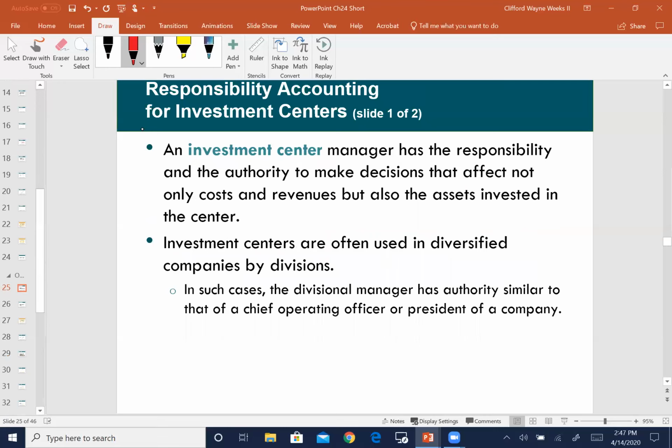The next area is an investment center. This is top management. They're responsible for not only the costs and revenues, but also for invested assets. Investment centers are often used in diversified companies, by divisions. In such cases, divisional managers have authority similar to that of a chief operating officer or a president.